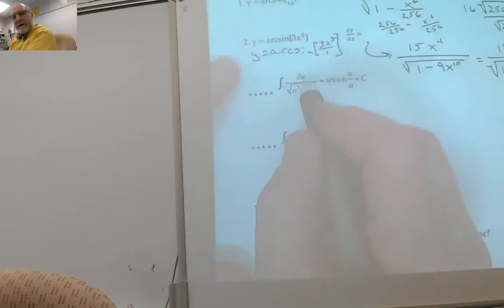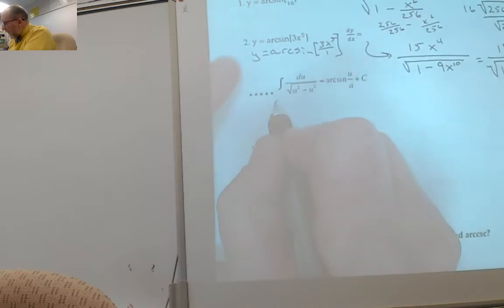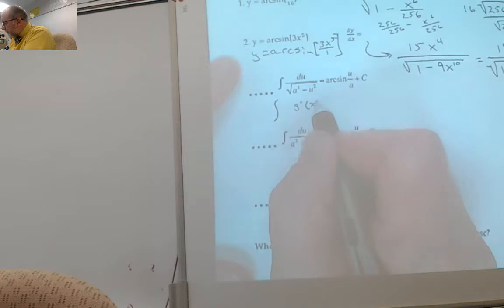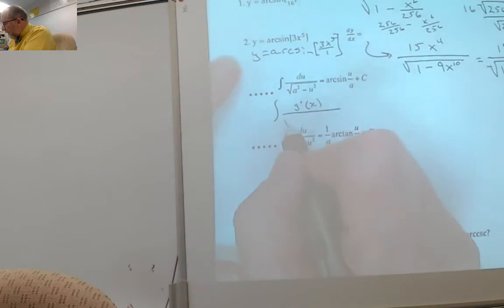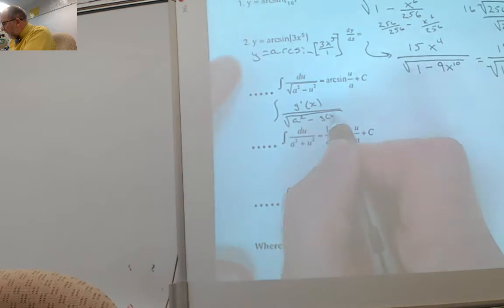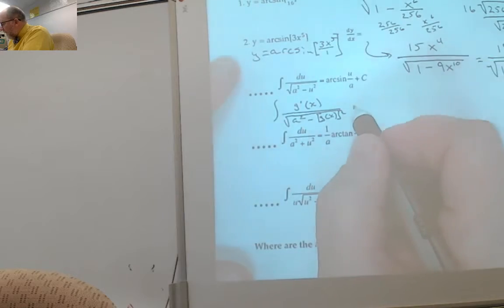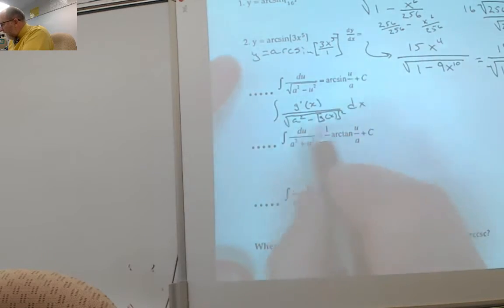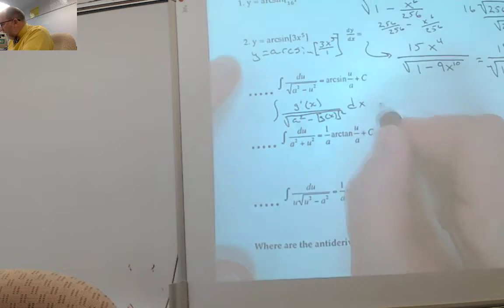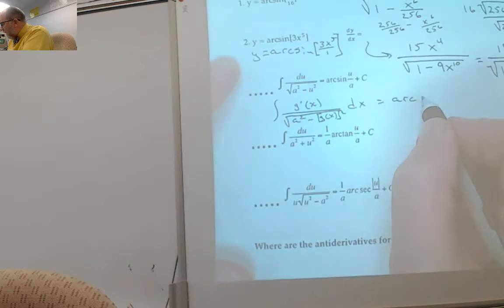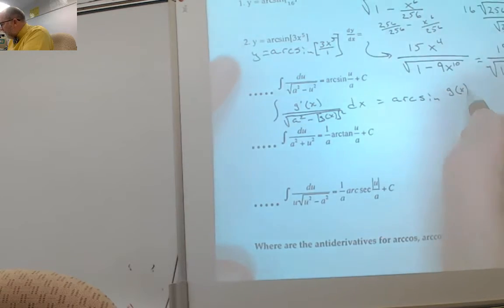So I don't particularly like this form. I usually write it so it looks like this. g prime of x up here, square root of a squared minus g of x squared dx. If I see anything that looks like that form, it is the arc sine of g of x over a plus c.